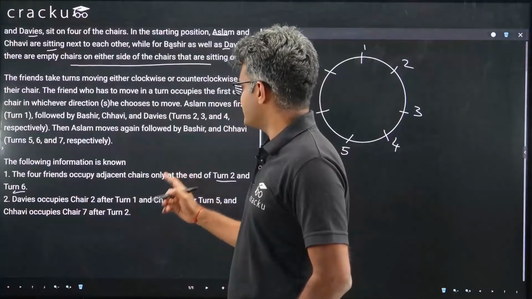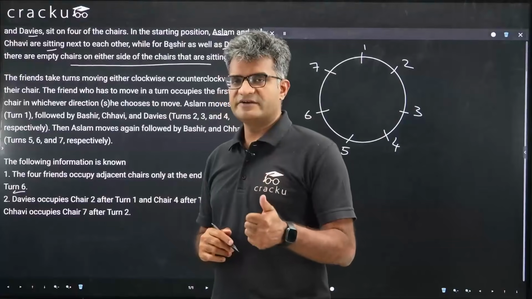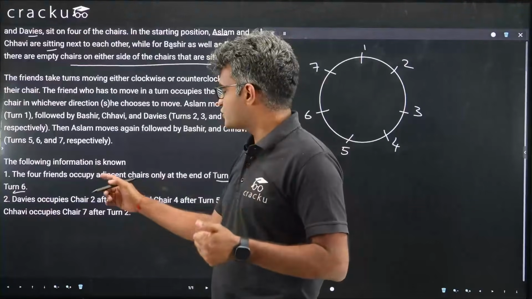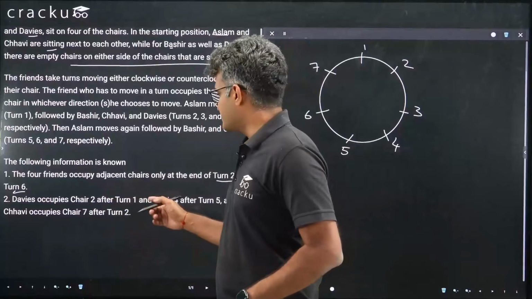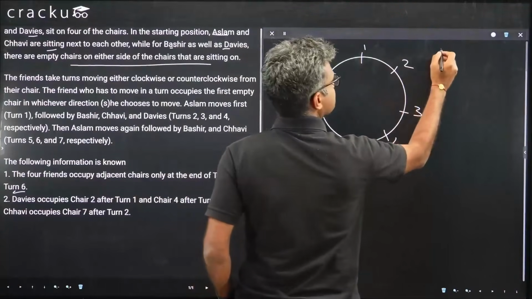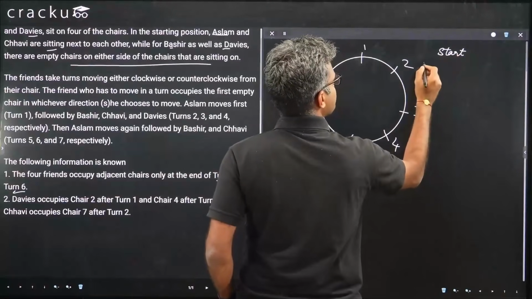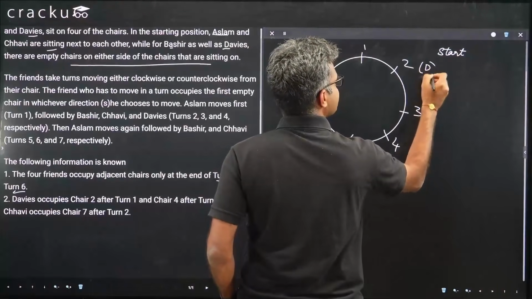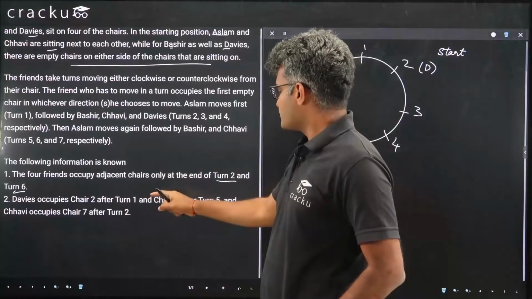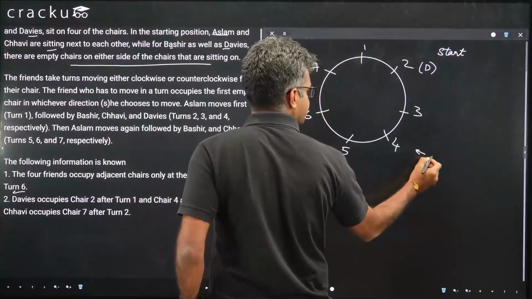D occupies chair 2 after turn 1. Who moves in turn 1? In turn 1, only A moves. Nobody else moves. So D, if he is occupying chair 2 after turn 1, was there even before turn 1, at the start. D would be over here. Let me just write it as D for the sake of brevity. And we are told that D occupies chair 4 after turn 5. So after turn 5, D comes over here.